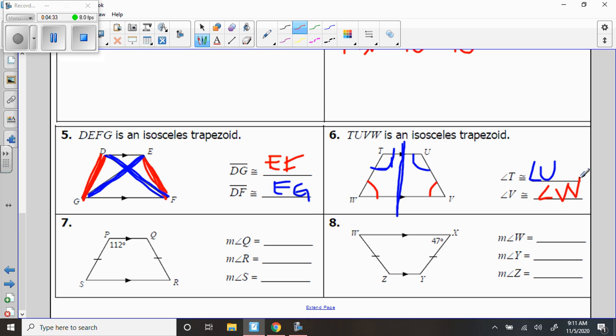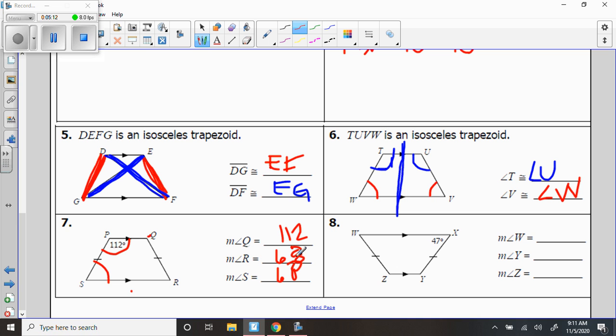All right, so look at number 7. P and Q are the same. How would I find R and S? Across the middle they're equal, but just like on numbers 1 through 4, on each side they add up to 180. So that's where I get S being 68, and then R will be equal to it. My stylus is not cooperating with me.